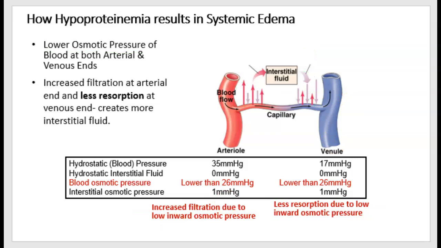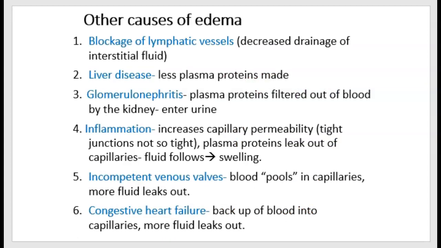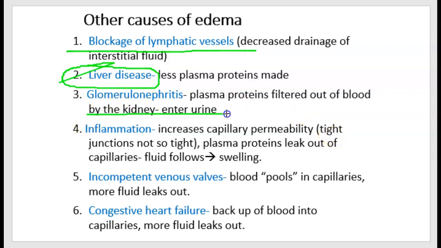Okay, there are other causes for systemic edema not related to the circulatory system. One would be blockage of lymphatic vessels. So when we talk about the lymphatic system, edema will come back. Liver disease, that only makes sense because you'd have less plasma proteins. But also kidney disease could produce systemic edema. So when we talk about the urinary system, that'll pop up.